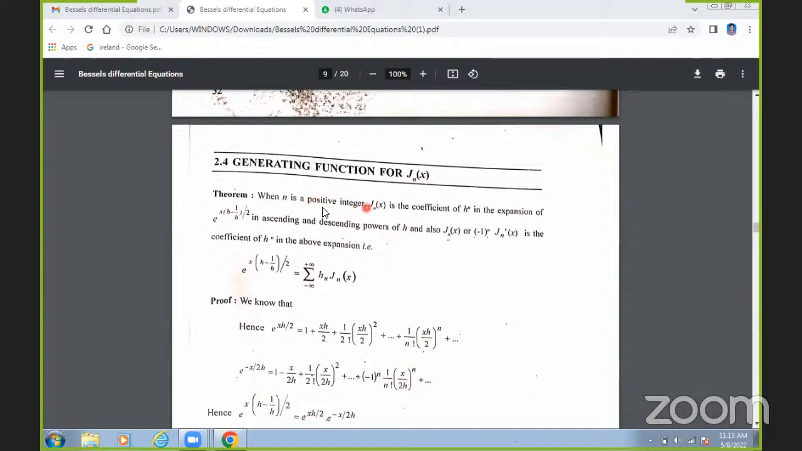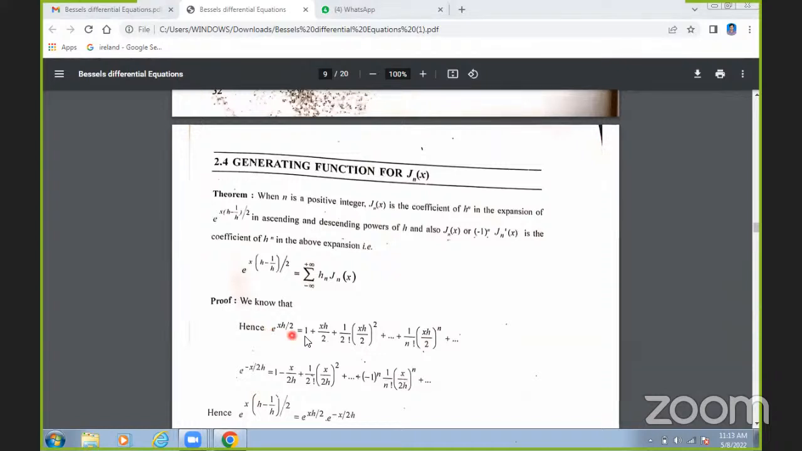N is a positive integer. Understand? Positive h power n. It is not hn, it should be h power n. In this expansion, e to the power of x into (h minus 1/h)/2, in order to prove this one, we have to take e to the power of xh/2.